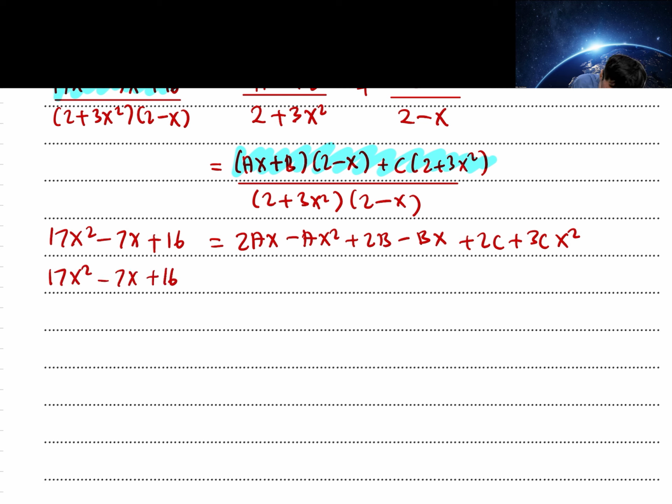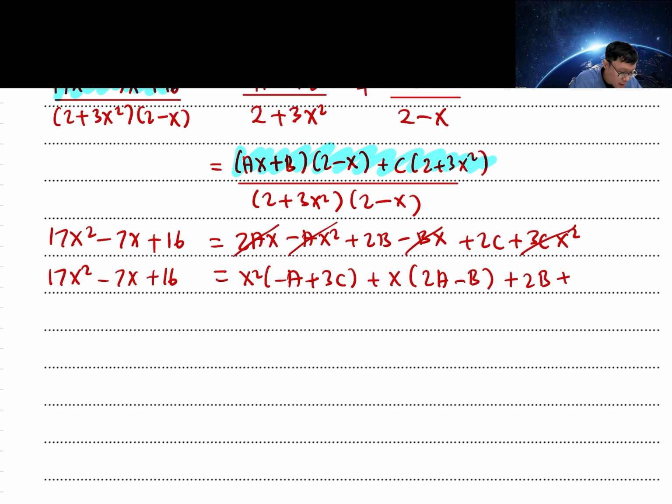And we can once again collect the x squared. So x squared in the bracket, we have minus a, we also have plus 3c. And we can collect the x: we have 2a, we have minus b. And we have the constant, which is 2b plus 2c.